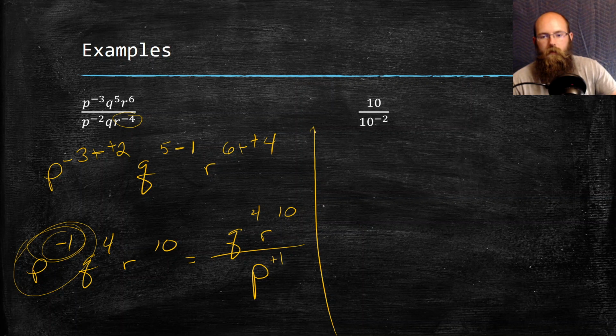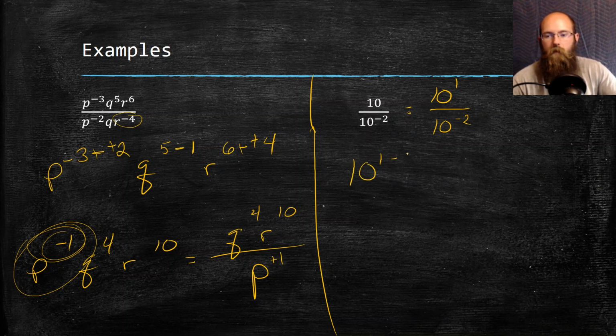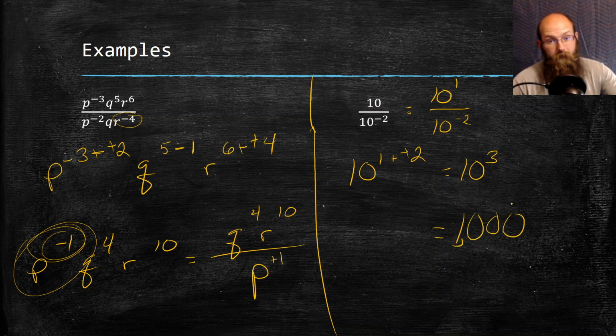And I have my next one here. I have 10 on top and 10 to the negative 2 on bottom. Well, that's like a 10 to the 1st over a 10 to the negative 2. And what do I do with same bases? Subtract their exponents when I'm dividing. So I have 10 to the 1 minus a negative 2. Double negatives mean that's 10 cubed. Well, and I actually know what that number is. That's 1,000. That's really easy to punch into a calculator or know off the top of your head.